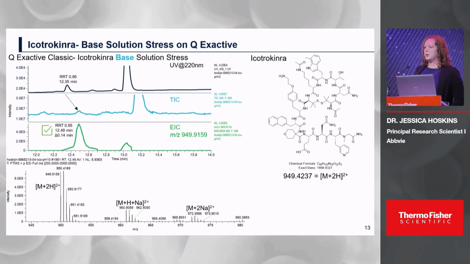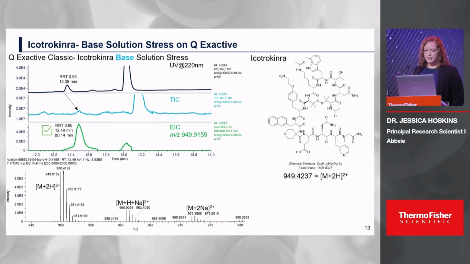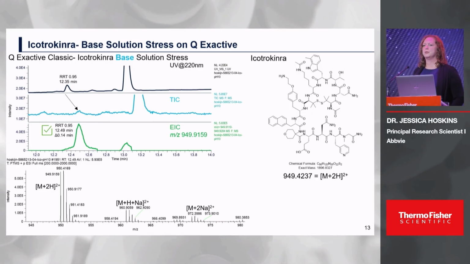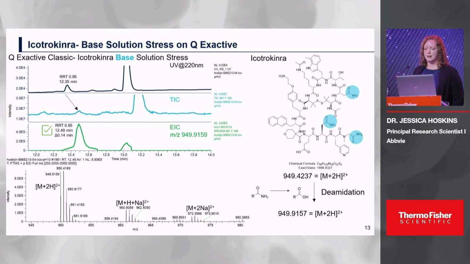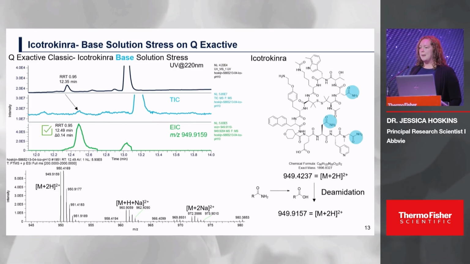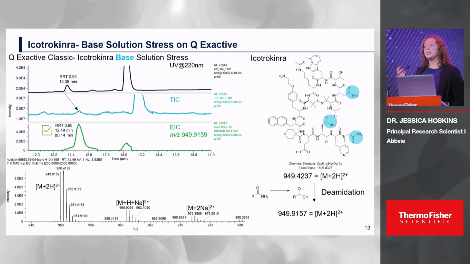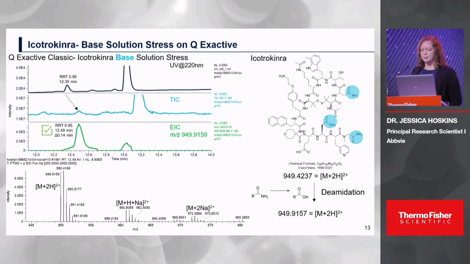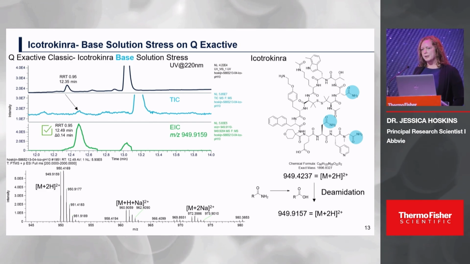So if it were doubly charged, this would be the mass that we would expect to see around 949.42. However, I'm observing 949.91. As we know, this is high resolution. It was well calibrated, so that's not close enough. So actually what's happening here is deamidation, most likely at one of the sites highlighted in blue, converting that amide bond to a hydroxyl.